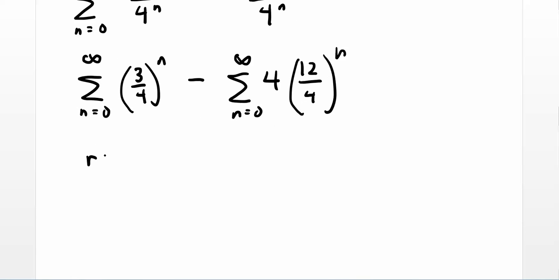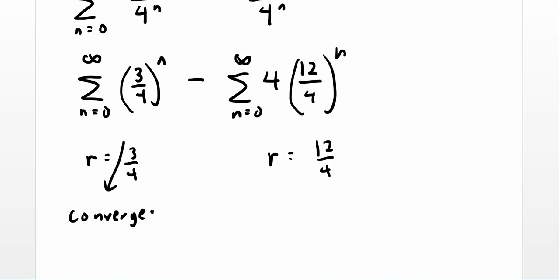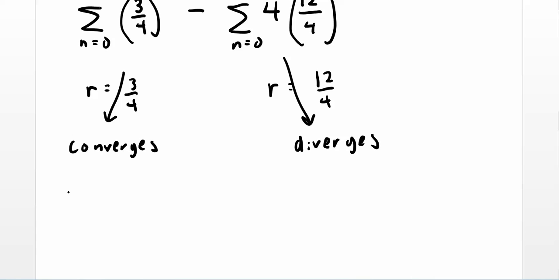So we'll consider these in two different steps. Here the r value is 3 over 4. Here the r value is 12 over 4. So this series here converges because 3/4 is less than 1. This one diverges because 12 over 4 is greater than 1. Well, if any part of our series diverges, then the whole thing diverges. If you have 100 different terms in your series and 99 of them converge and one diverges, then the whole series diverges.